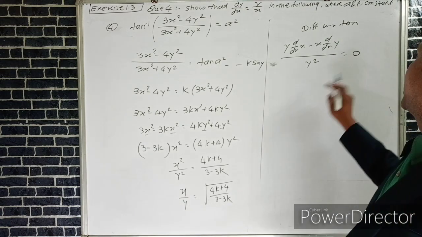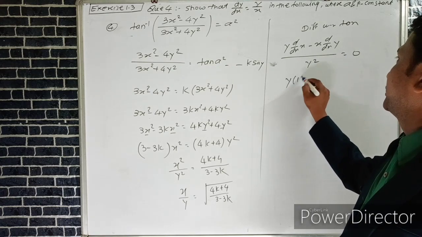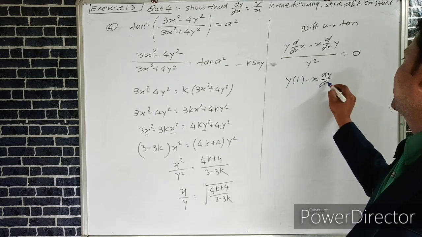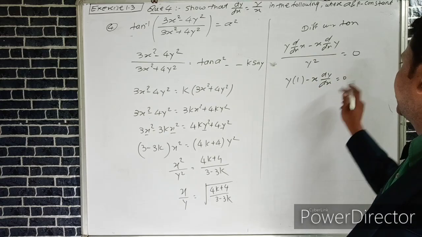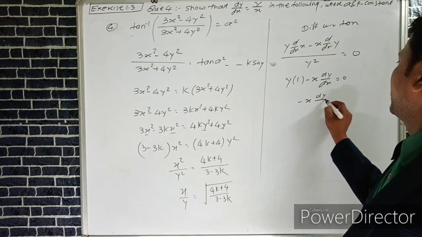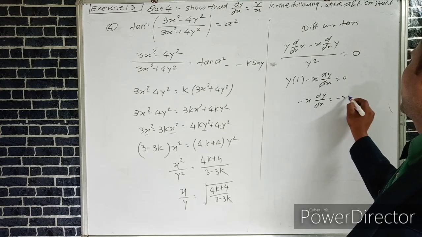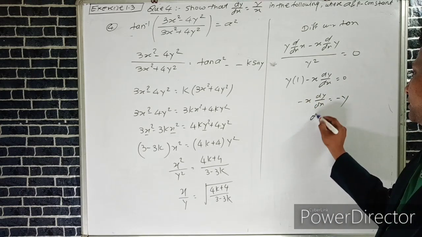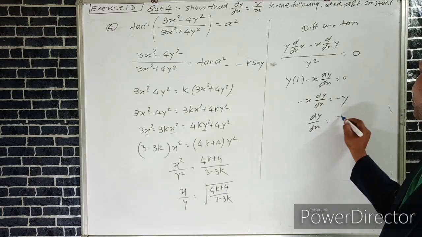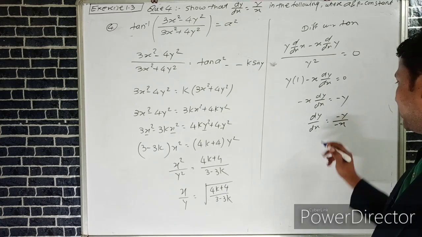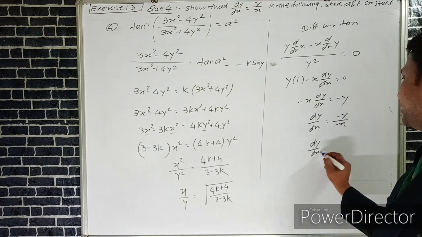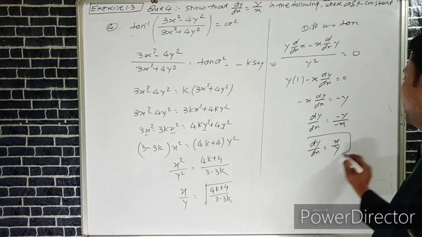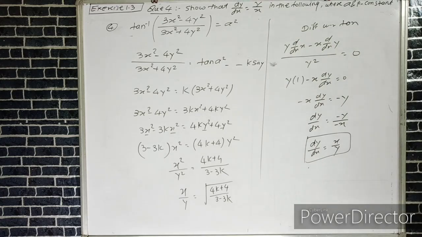Y square becomes y, 0. Y into derivative of x is 1 minus x into dy by dx. Again if we take this term to the right side, then we can write minus x into dy upon dx is equal to 0 minus y, minus y. If we shift this term to the right side, then we can write dy upon dx is equal to minus y upon minus x. Minus minus is plus, so we can write dy upon dx is equal to y upon x, which is the required proof. Hence we can write dy upon dx is y by x, hence proved.